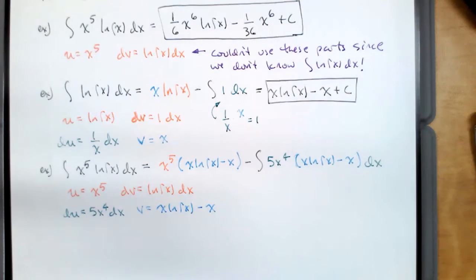Notice that here's an x to the 5th, that when we integrate it is going to become an x to the 6th. Here's a 5, and we're going to be dividing by a 6. So there's going to be 1 x to the 6th ln x minus 5/6 x to the 6th ln x. And that's where 1/6 x to the 6th ln x is going to come from.